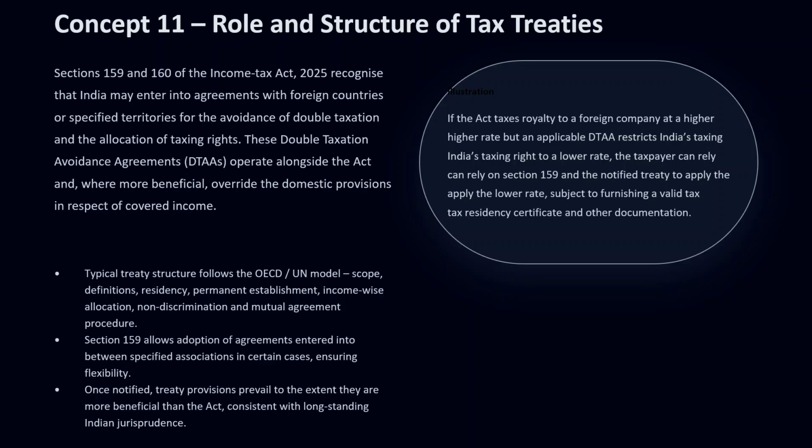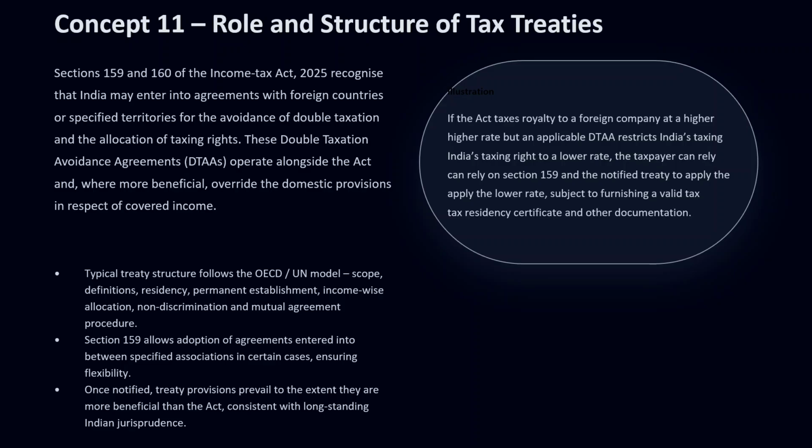This concept is talking about the role and structure of the tax treaties. All right. So sections 159 and 160 of the Income Tax Act 2025 expressly provide that the government may enter into an agreement with foreign countries or specified territories for the avoidance of double taxation, also for the exchange of information, also for assistance in the collection of taxes.